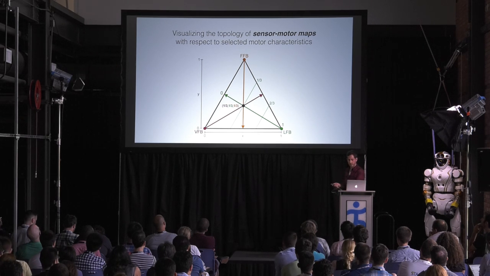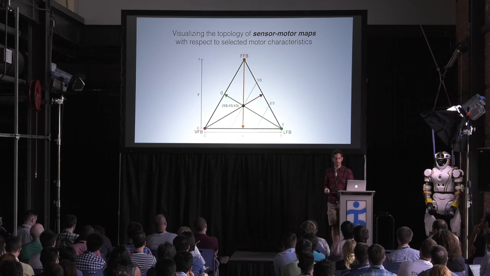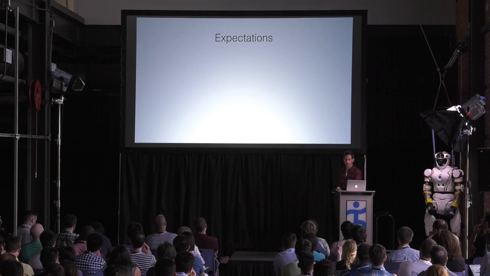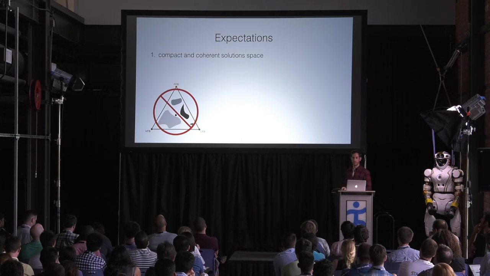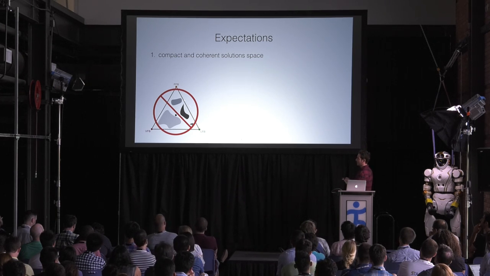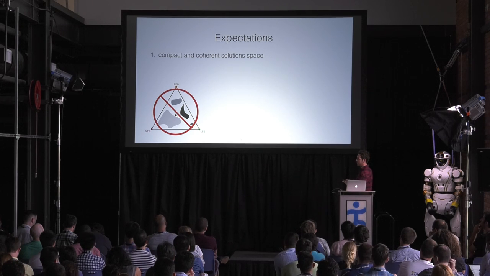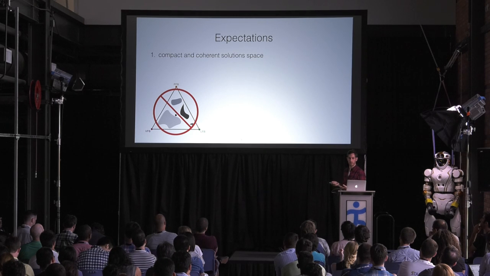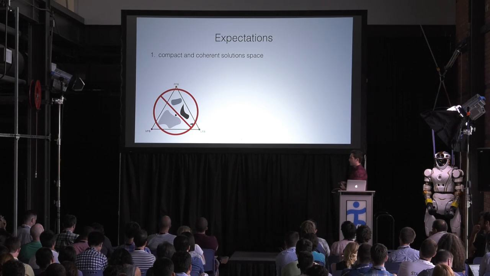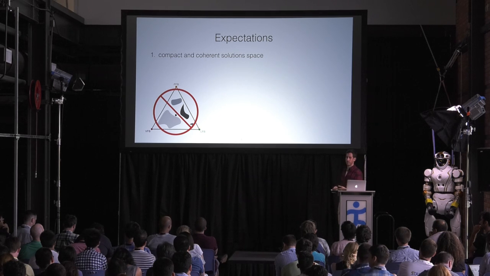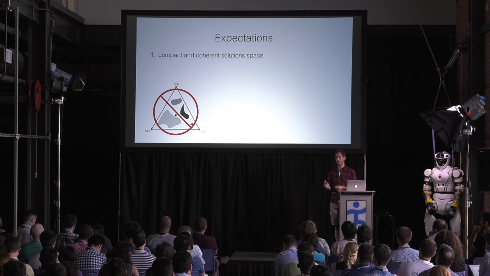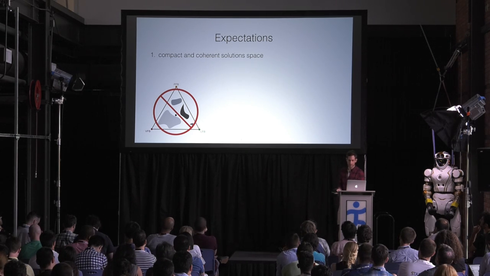Good. All right, before we jump to the results, I want to first explain what we actually expected from these simulations. So the first expectation that we had was to see compact and coherent solution spaces. Why? Because we think that if we would see such solution spaces, so to say island solutions, right? They have a gap in between, they are distributed somehow. We would expect that this kind of solution space would be very hard to control, or at least it would be more effortful, because you really need to fine-tune how the blending is processed during a movement performance. So that was not what we expected.